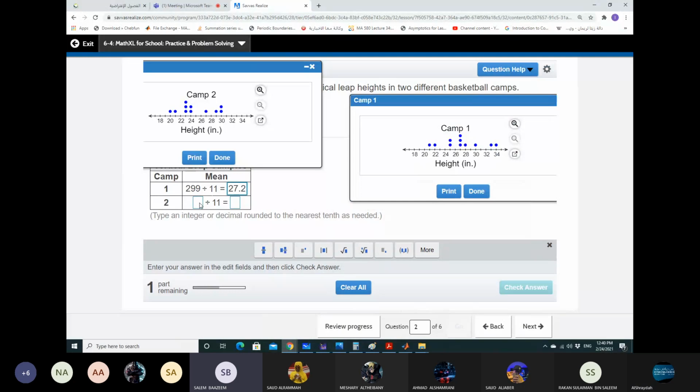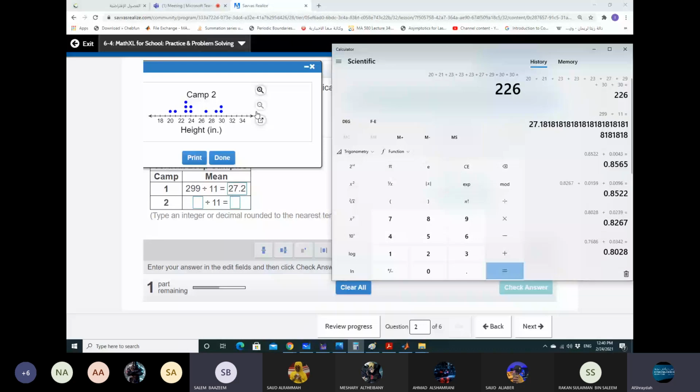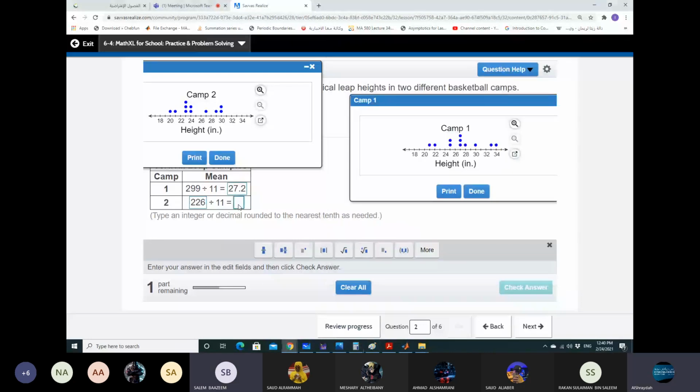So for the second camp, we need to add them. So it's 20 plus 21 plus 23 plus 23 plus 23 plus 27 plus 29 plus 30 plus 30. 226. Divided by 11, so 20.5.